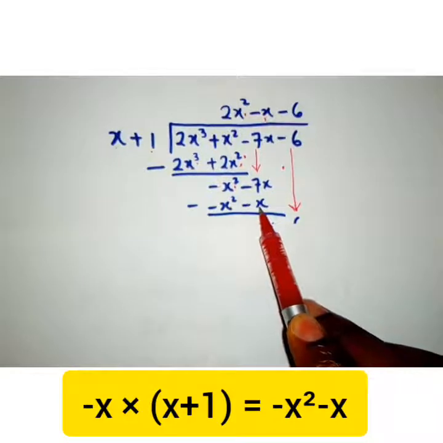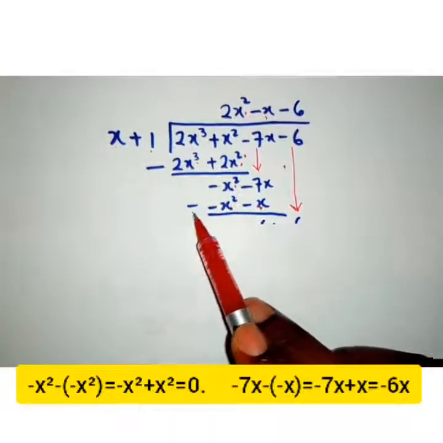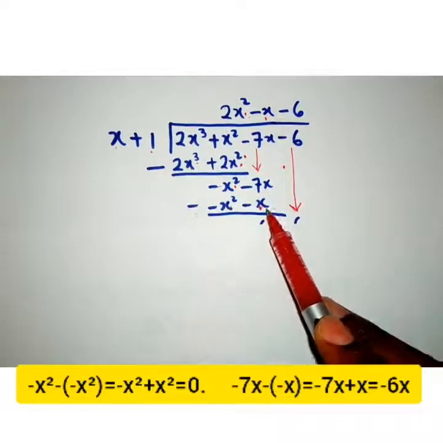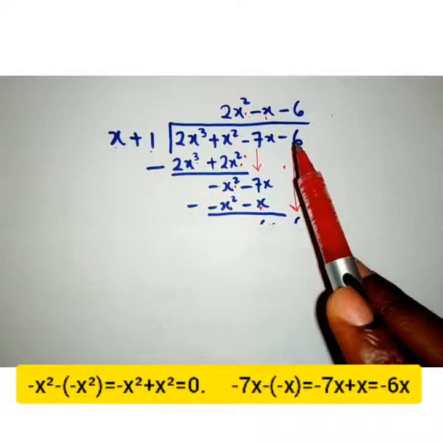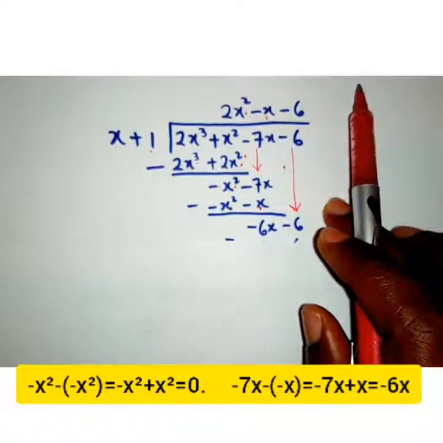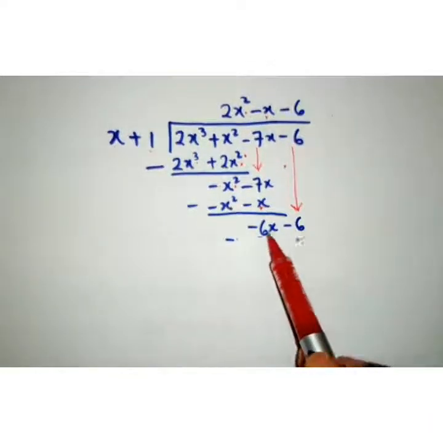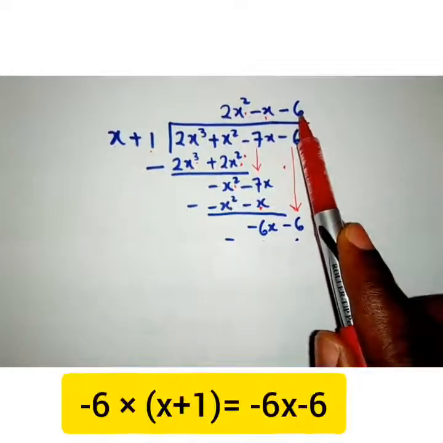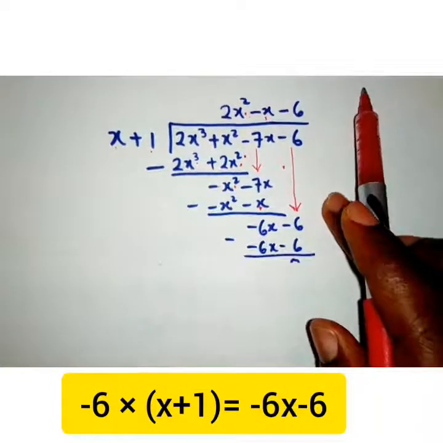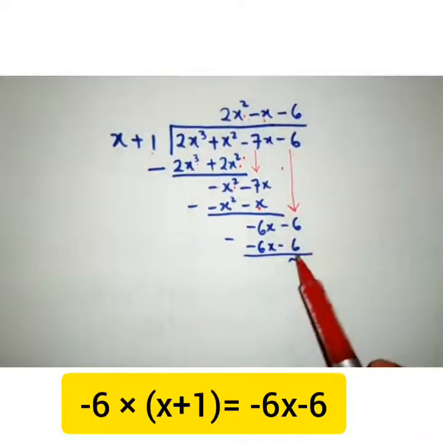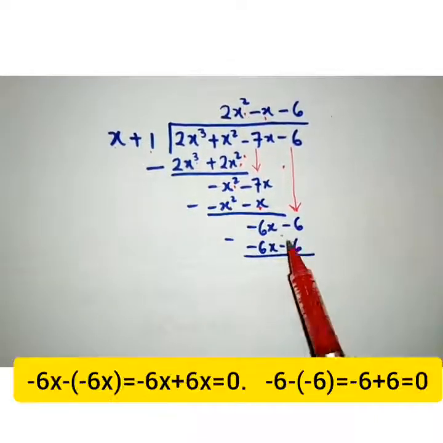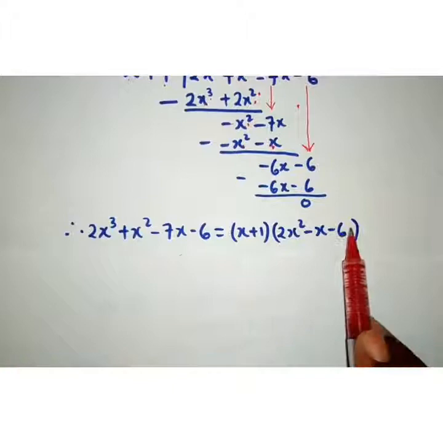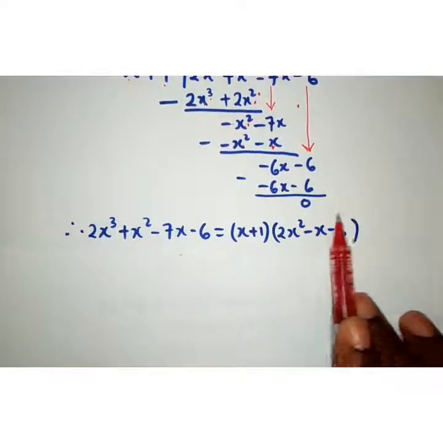minus x times 1 gives us minus x, and then we subtract again. Minus x squared minus minus x squared gives us 0, minus 7x minus x, that's minus 7x plus x, that gives us minus 6x, and then we bring down our minus 6 and we divide again. Minus 6x divided by x gives us minus 6, and minus 6 times x gives us minus 6x, minus 6 times 1 gives us minus 6, and so if we subtract, we obtain 0. So we have this, and then we'll factorize the quadratic function here further.